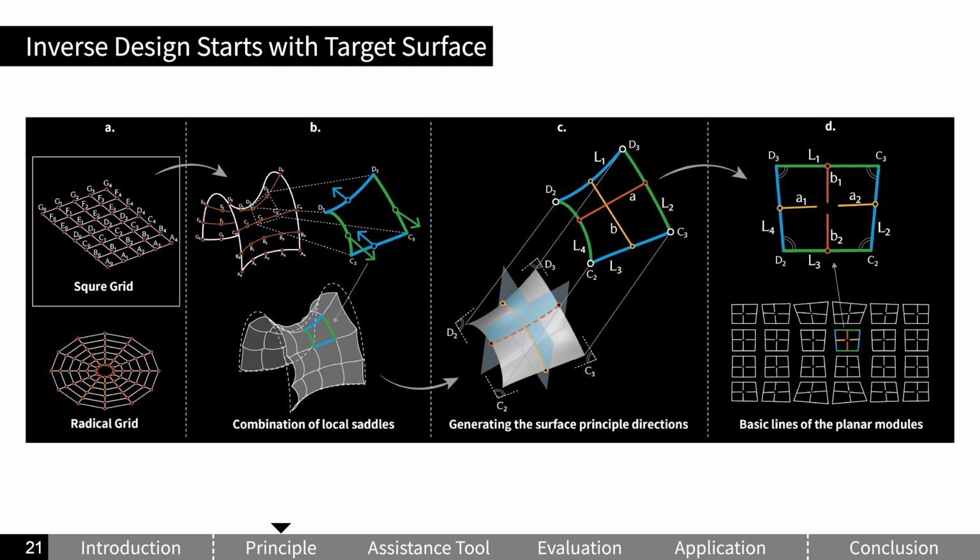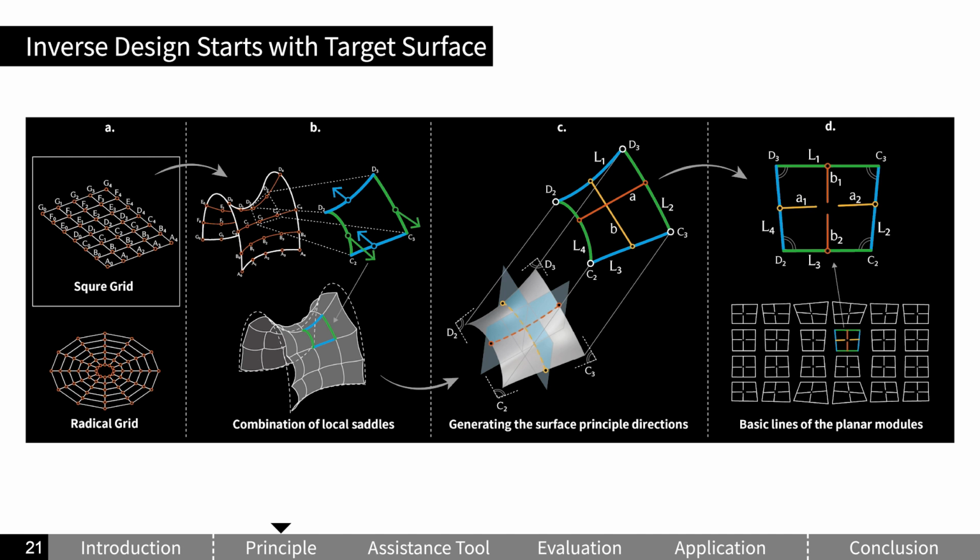TensionFab can be designed based on target shapes. We use the Kangaroo plugin in Rhinoceros and Grasshopper, a live physics engine for form finding, optimization, and constraint solving. This design process starts with using an elastic grid stretched to fit the target surface. Each grid unit is then adjusted to form a saddle surface and combined to fit the target surface. For each saddle surface, the intersection points of the surface principal direction with each frame edge are determined.